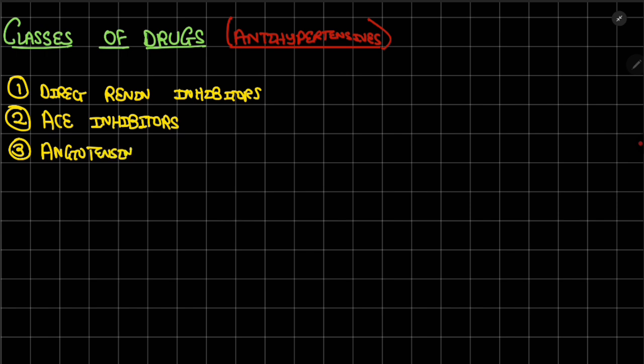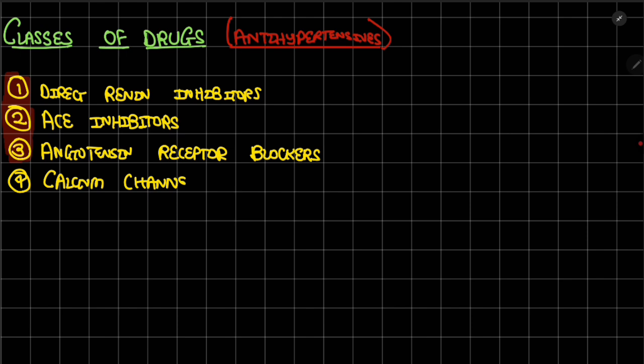Then we have angiotensin receptor blockers. These are the main classes. Let me highlight them. And we have the calcium channel blockers. Then we have sympatholytic agents.